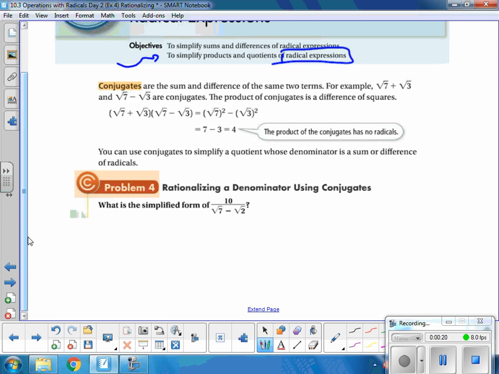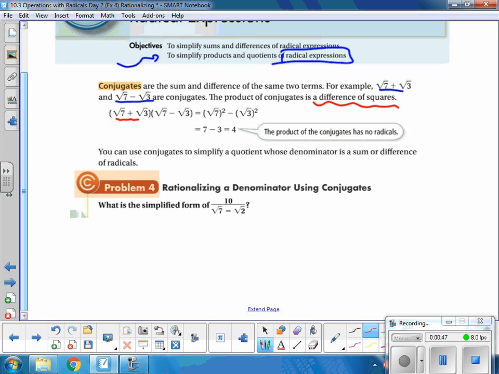So conjugates are the sum and difference of the same two terms. For example, the square root of 7 plus the square root of 3 and the square root of 7 minus the square root of 3 are both conjugates. But here's the cool part. The product of conjugates ends up being a difference of squares, which we've been working with as we've been factoring quadratic relationships.